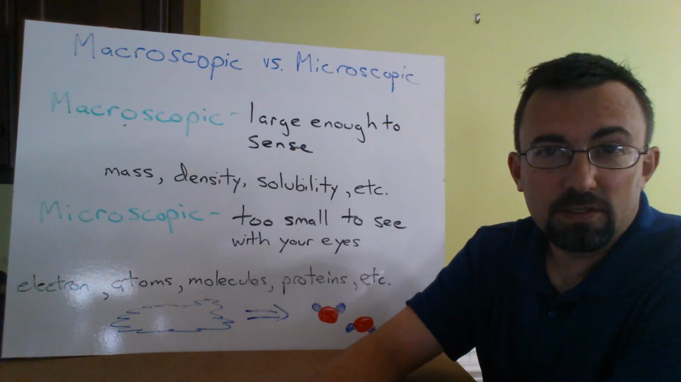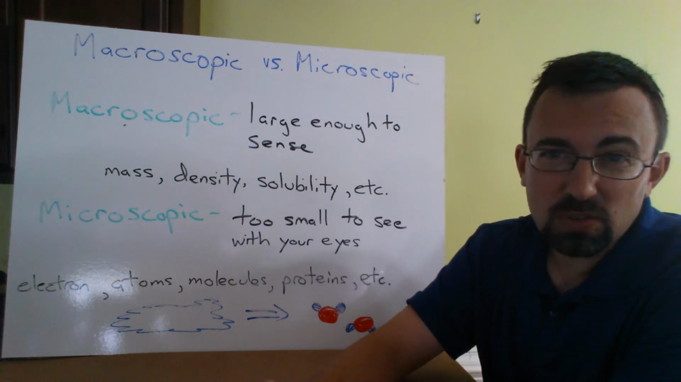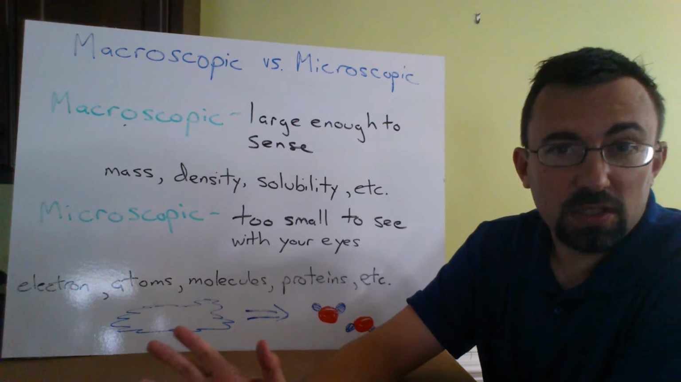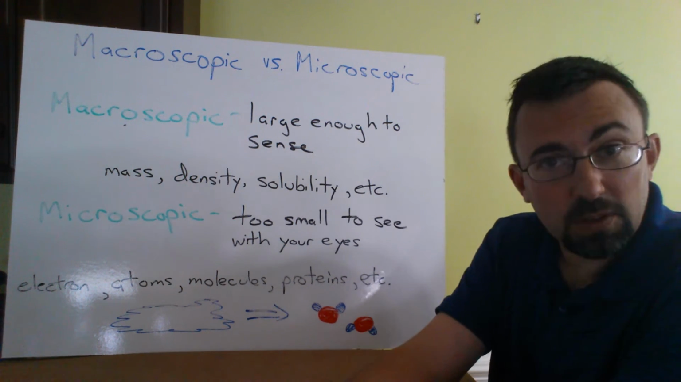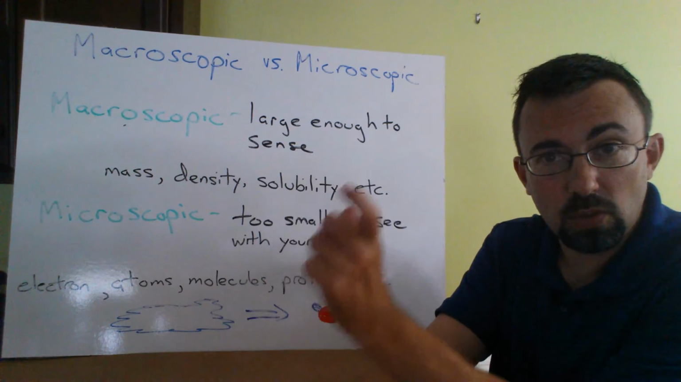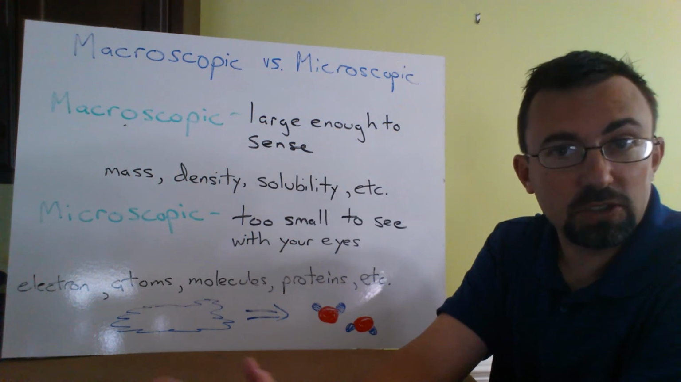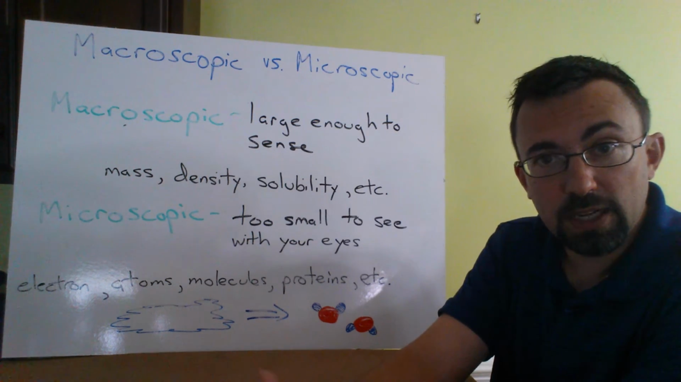But what's a cloud made out of? Little droplets of water. And even a droplet of water is macroscopic. But what's inside a droplet of water? Well, we have little water molecules, which most of you know is H2O. 2 hydrogen atoms and 1 oxygen atom.